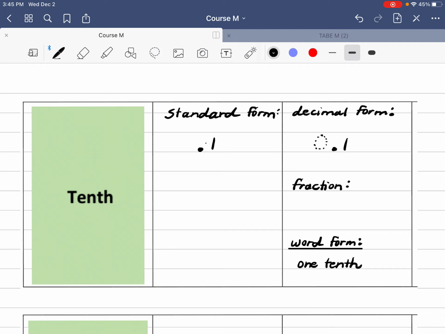That's how you say 0.1. You don't say 0.1, you say 1/10. Once you get that, you can say 1/10. And you've got your fraction. So let's do scientific.